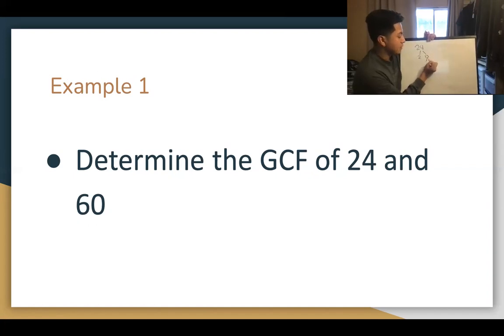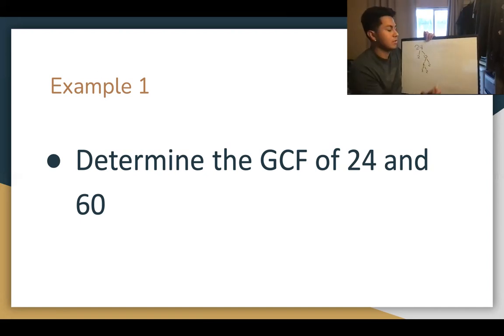Then 12 is 6 times 2. 2 can't be divided by anything else other than itself and 1. And then we have 6, which could be divided by 3 and 2. And since nothing else could divide 3 and 2, what we have as a prime factorization for 24 is 2 times 3 times 2 times 2.